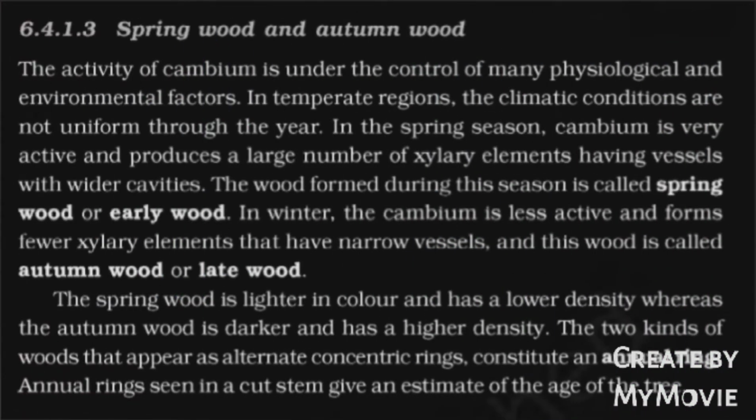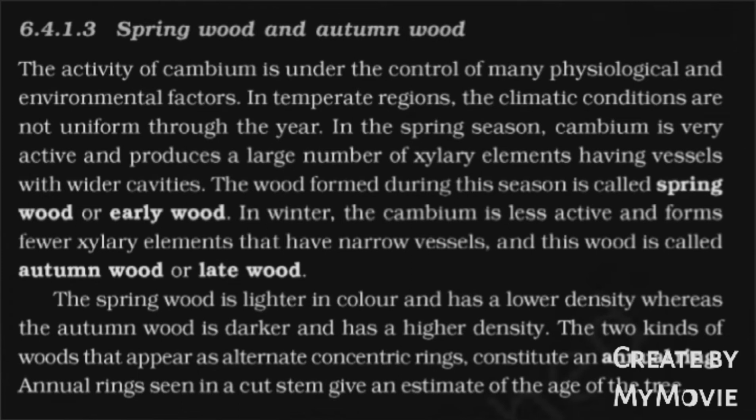Spring wood and autumn wood. The activity of cambium is under control of many physiological and environmental factors. In temperate regions, the climatic conditions are not uniform throughout the year. In the spring season, cambium is very active and produces a large number of xylary elements having vessels with wider cavities. The wood formed during this season is called spring wood or early wood. In winter, the cambium is less active and forms fewer xylary elements that have narrow vessels, and this wood is called autumn wood or late wood.